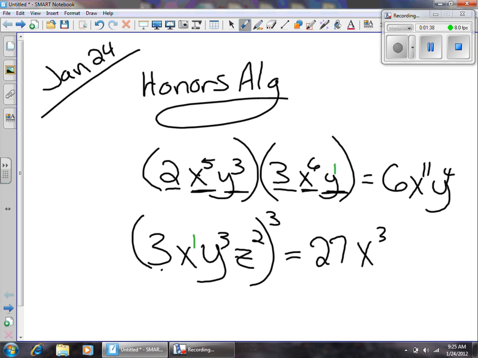Oh, it's x to the third. Or put the 1 in there and do a 1 times 3. Y to the third raised to the third power, that's y cubed times y cubed times y cubed. That must be y to the ninth. Z to the second raised to the third, that's z squared times z squared times z squared, which is z to the sixth. There you go.